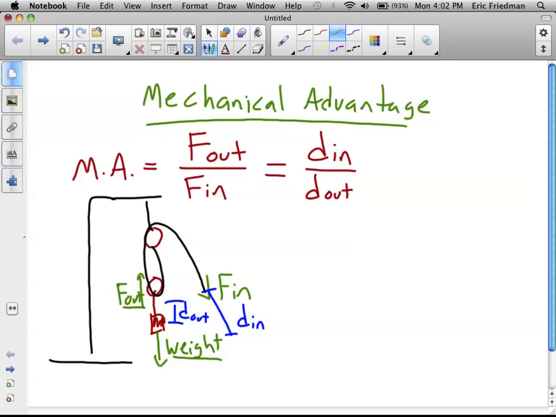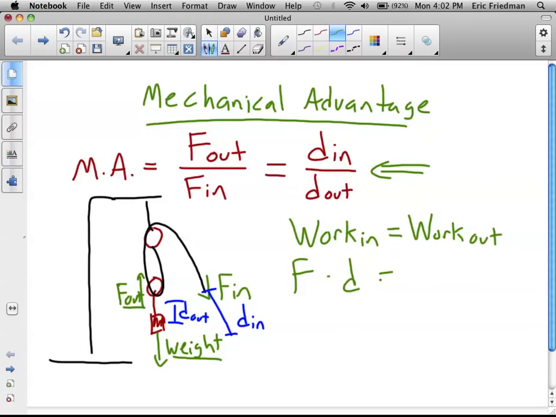Now where does this whole equation come from? Where it really comes from is work. How much work I put into a machine has to be equal to the work that I get out, because work is the same thing as energy. Work is change in energy. So if I break down work, work is force times distance. Well, that's force in times distance in is force out times distance out.